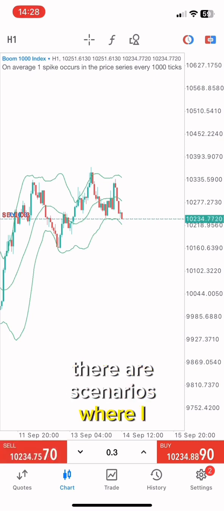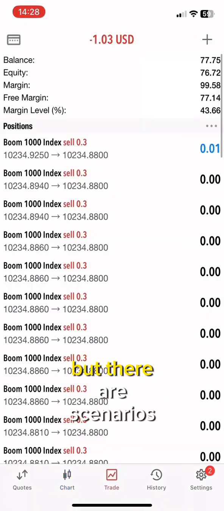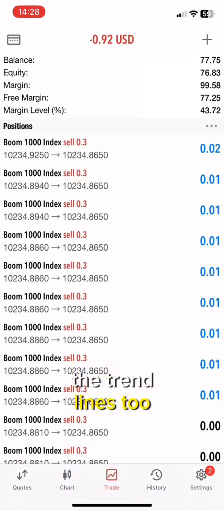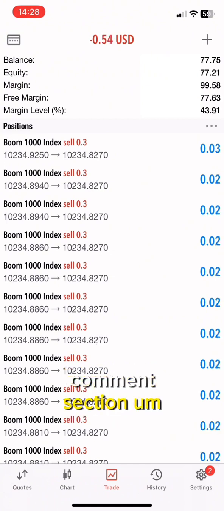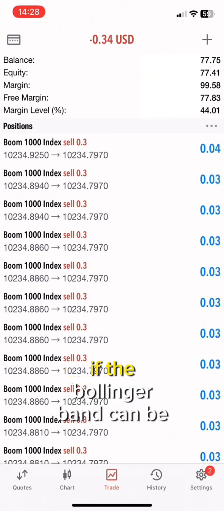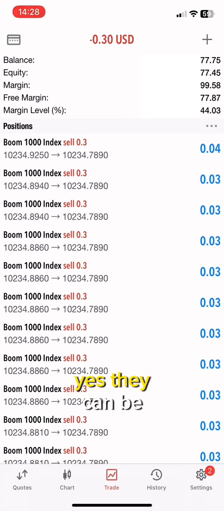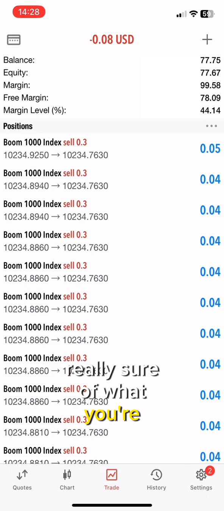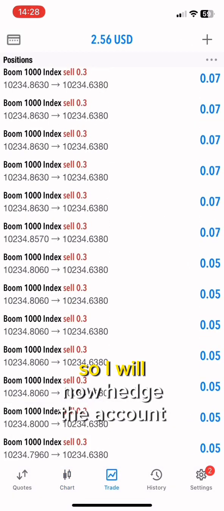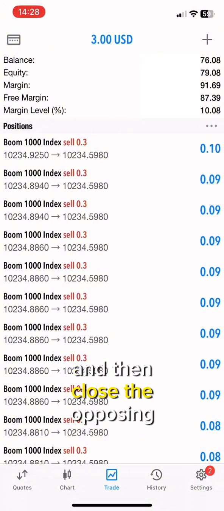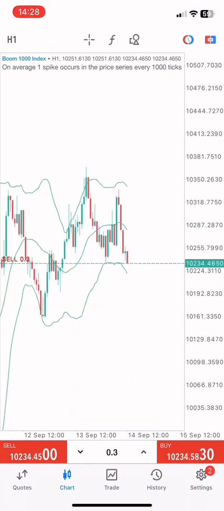There are scenarios where I just use the Bollinger Band alone, but there are scenarios where I have to use the trend lines too. I'm sure there are those who are asking in the comment section if the Bollinger Band can be used alone. Yes, it can be, but not every time. Sometimes you need to be really sure of what you're getting yourself into. So I'll now hedge the account again and then close the opposing orders.